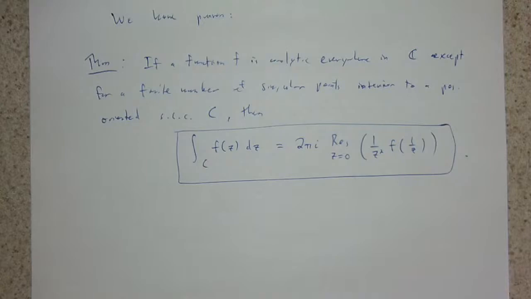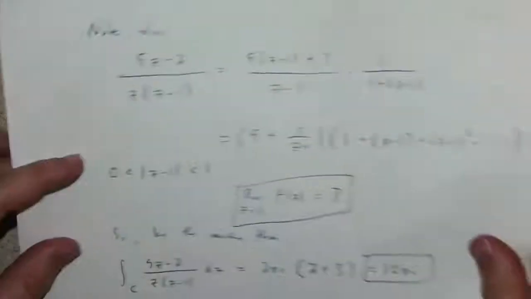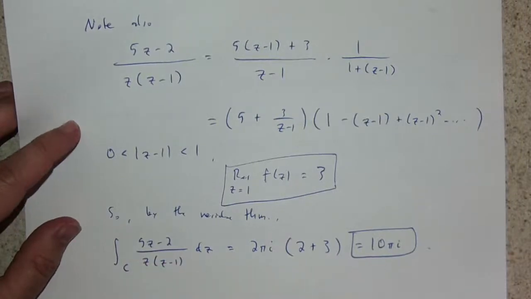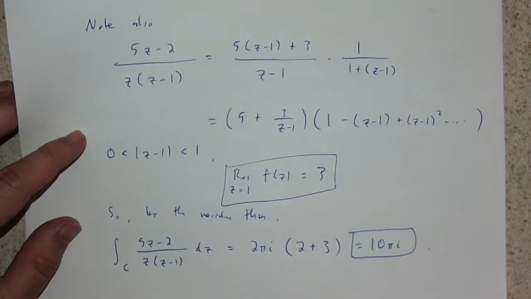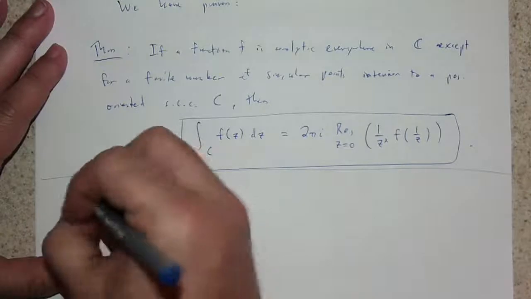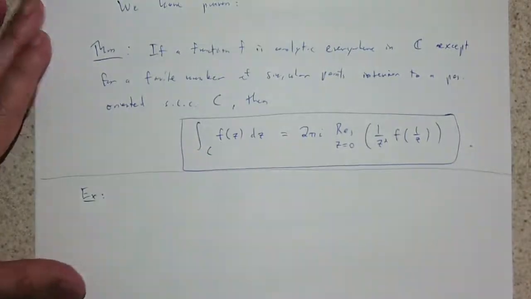So let's apply this to the example that we did yesterday. By the example that we did yesterday, this contour integral of 5z minus 2 over z times z minus 1 was 10 pi i. We had to compute two residues, right? The residue at z equals 0 and the residue at z equals 1. We found those were 2 and 3, and so we used the residue theorem, and we were happy. So let's do this with residues at infinity to try to do this with a single residue.